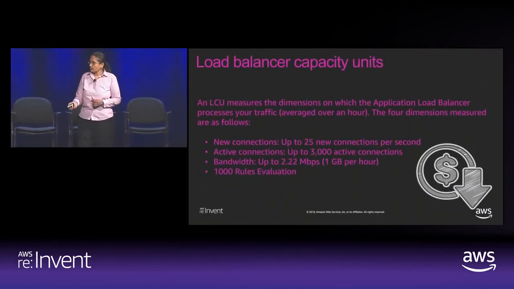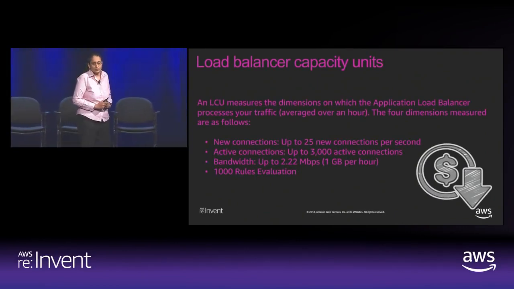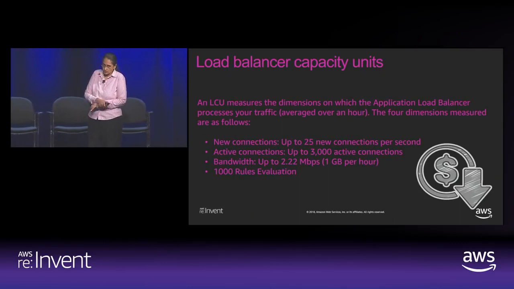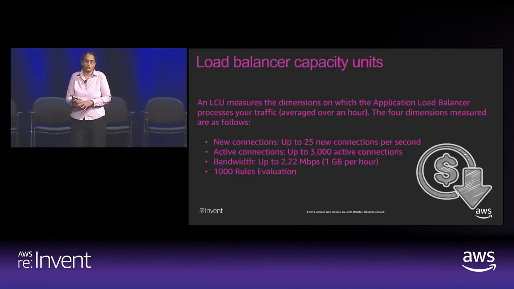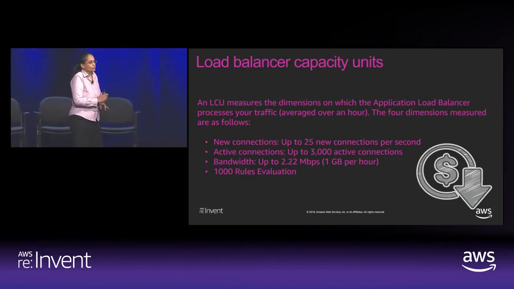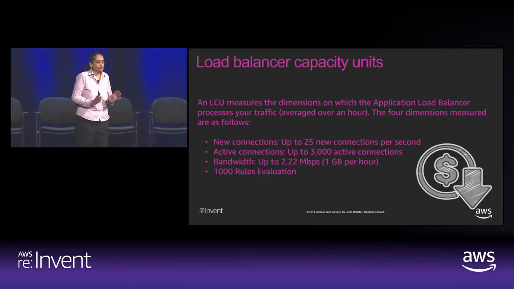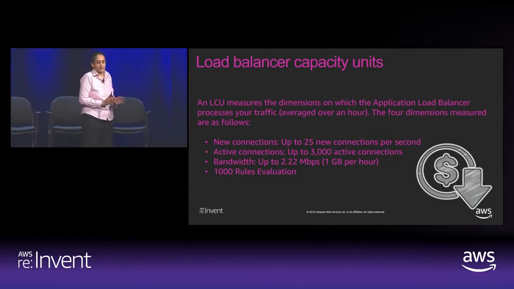The load balancer capacity units, or LCU, has 4 components to it. You get 25 new connections per second for one LCU. You get 3,000 active connections, 1 GB of traffic, and you can evaluate 1,000 rules. So what we do is we monitor all of these 4 metrics, and we bill you for the max of it. We are not billing you for all 4 of them, we bill you for the max of it. Most of the applications actually get LCU'd on the bandwidth angle.